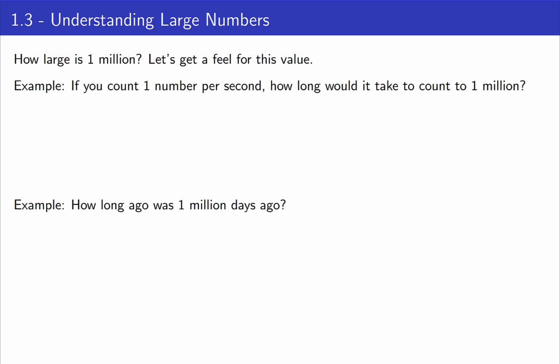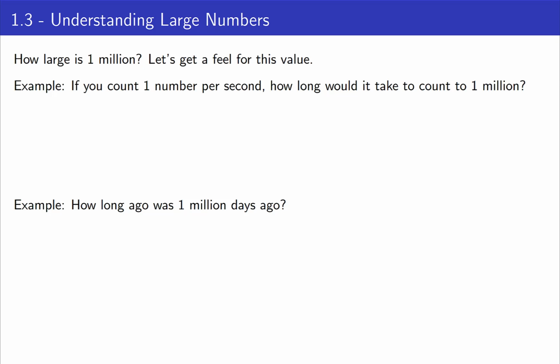If you were to count one number per second, how long would it take you to count to 1 million? Now, you would probably have a hard time doing this when you get to some of these bigger ones. Even saying something like 9,999 almost takes more than a second. But let's just say hypothetically you could speak fast enough that you could count one number per second. How long would it take to count to 1 million?